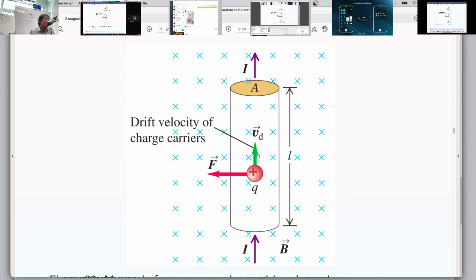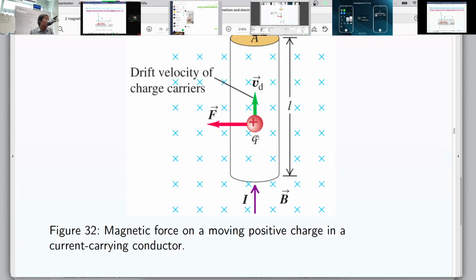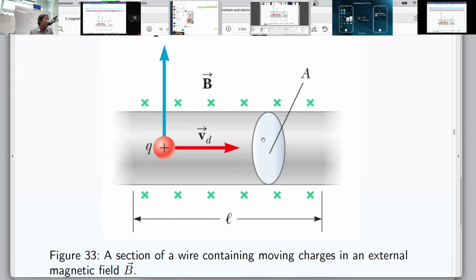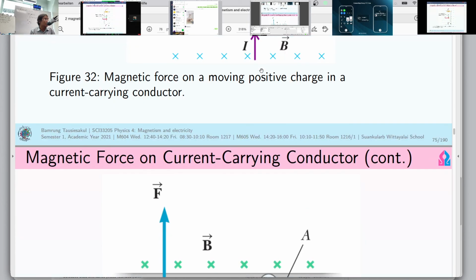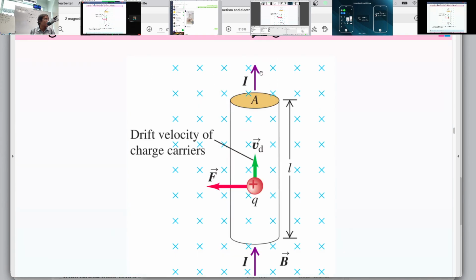So theta in this scenario is 90 degrees, okay? And what I have said is going to happen here also in this figure, okay? This figure is taken from another book, but it just represents the same phenomenon, okay? You have a positive charge. Oh, I'm sorry, I forgot to mention the cross-sectional area, okay?